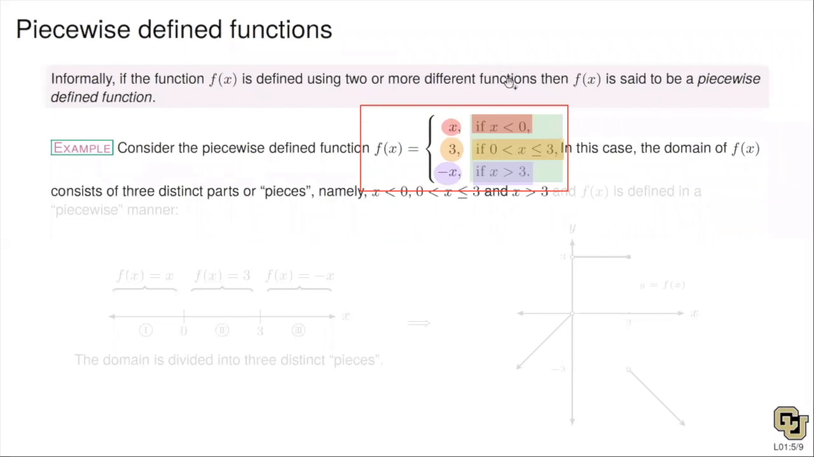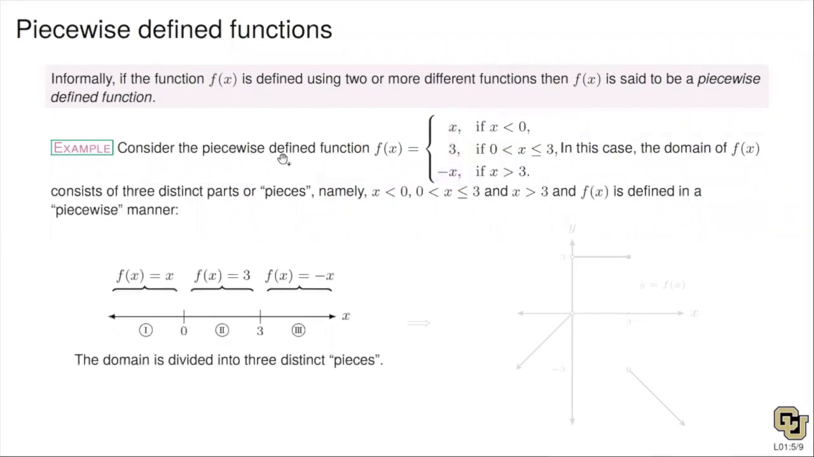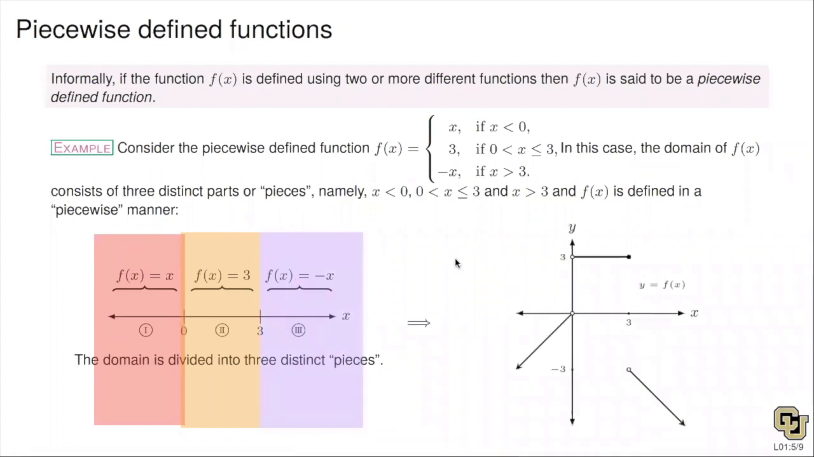So here we have our three pieces. And so in this section here, I want to graph y equals x. In this section here, between 0 and 3, I want to graph y equals 3, the constant function. And in this section here, I want to graph y equals negative x. And so that's what I've done here.